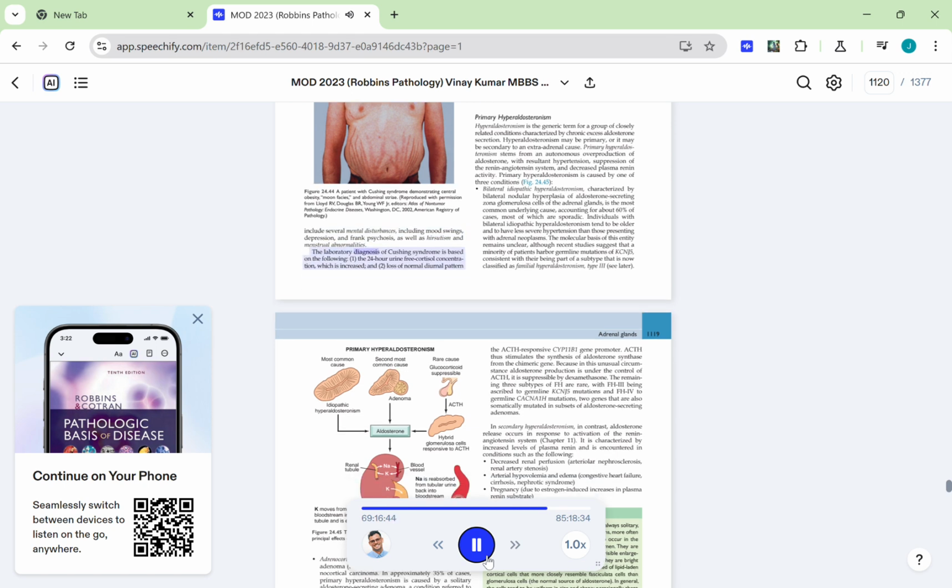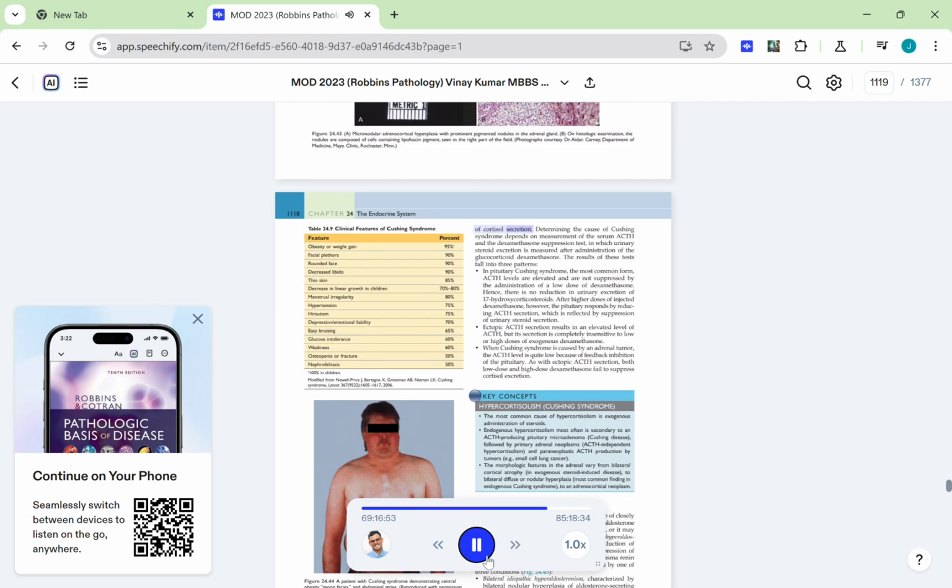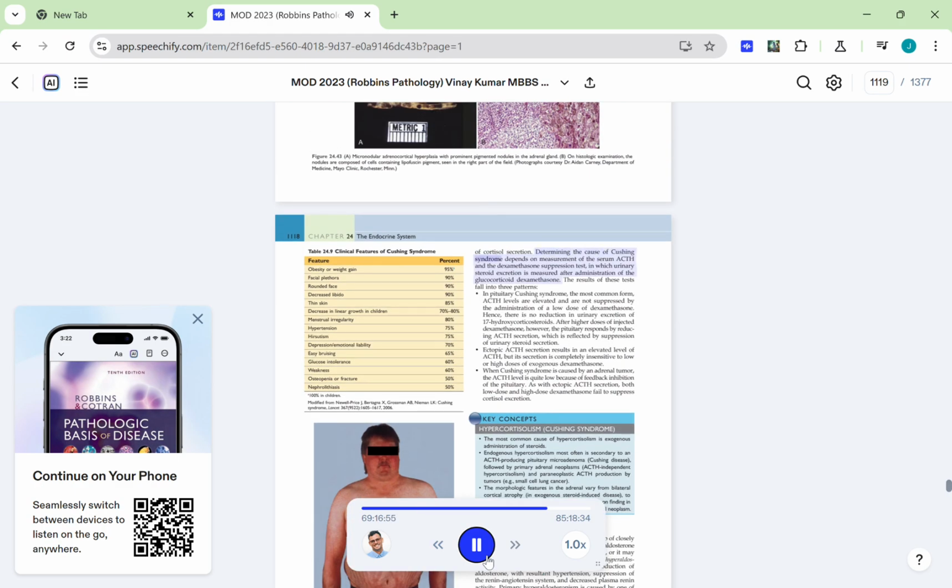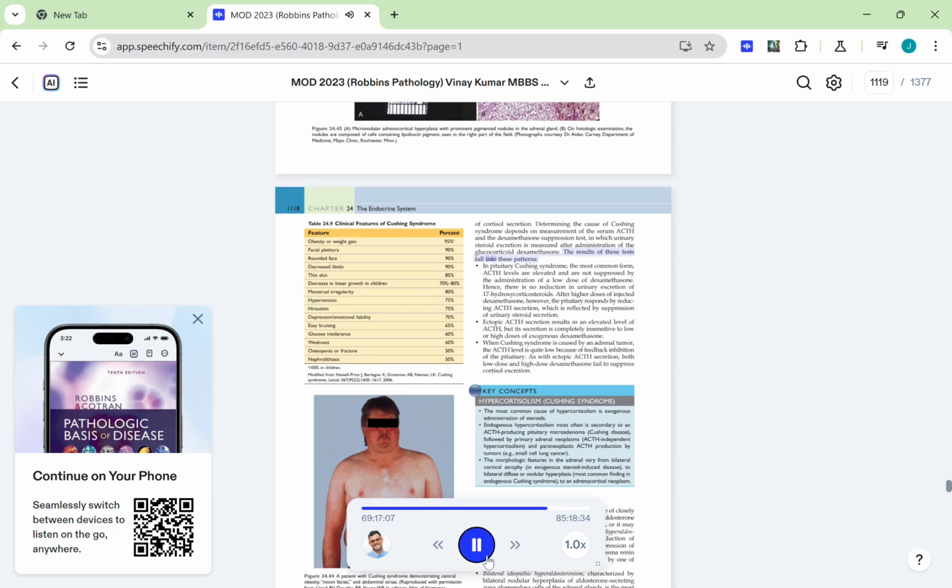The laboratory diagnosis of Cushing syndrome is based on the following: the 24-hour urine-free cortisol concentration, which is increased, and loss of normal diurnal pattern of cortisol secretion. Determining the cause of Cushing syndrome depends on measurement of the serum ACTH and the dexamethasone suppression test, in which urinary steroid excretion is measured after administration of the glucocorticoid dexamethasone. The results of these tests fall into 3 patterns.